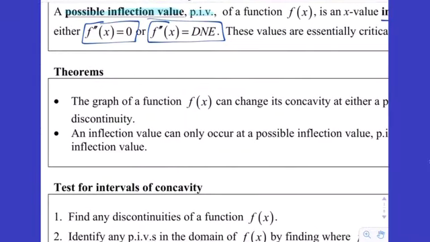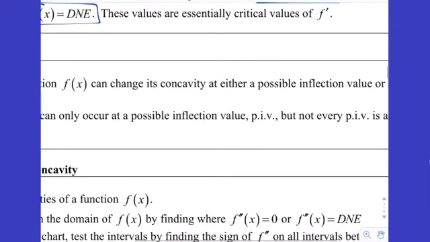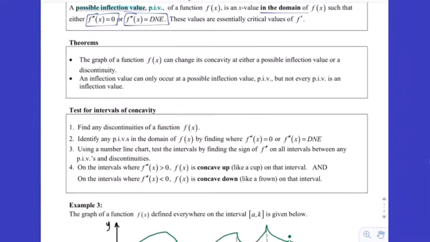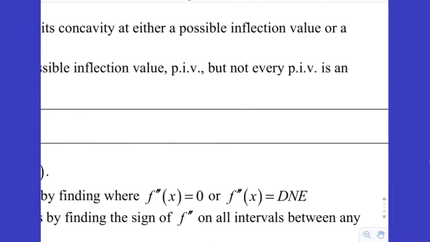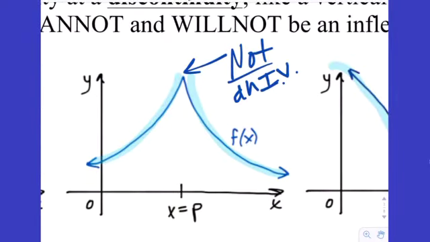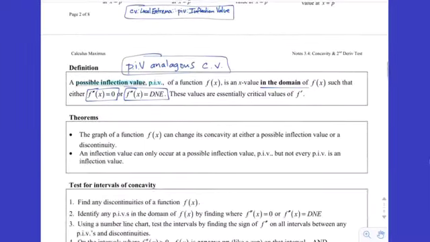So here's the theorem. The graph of a function can change its concavity at only one of two places. Where can a graph change its curvature? At either a PIV or discontinuity. Very good. Either at a possible inflection value or discontinuity. And an inflection value can only occur at a PIV, just like an extrema can only occur at a critical value. But not every PIV is going to be an inflection value, right? That's why we have a P in front. Possible, prospective, potential. Okay? We saw that example right there. That was a possible inflection value, but the curvature didn't change.